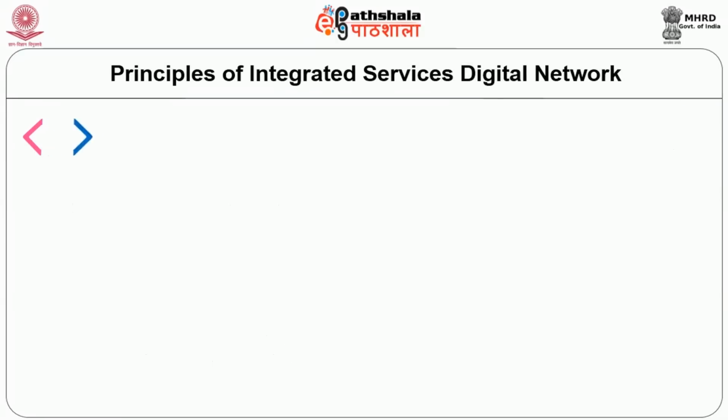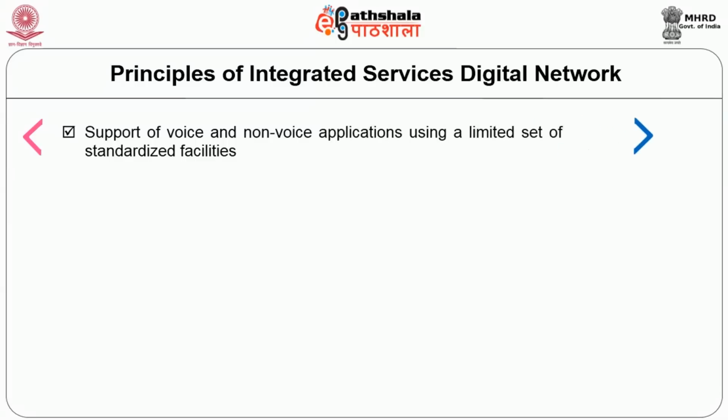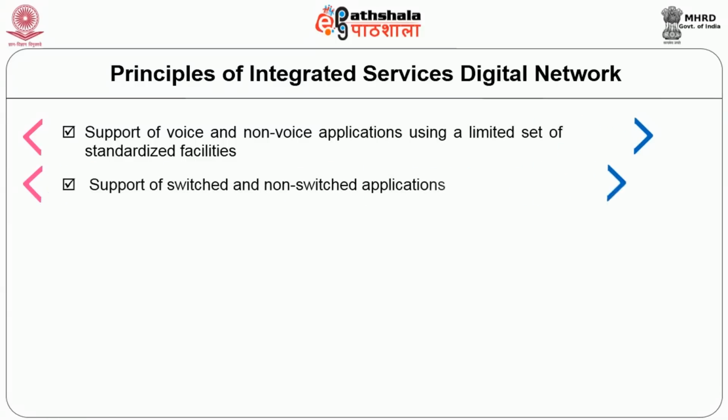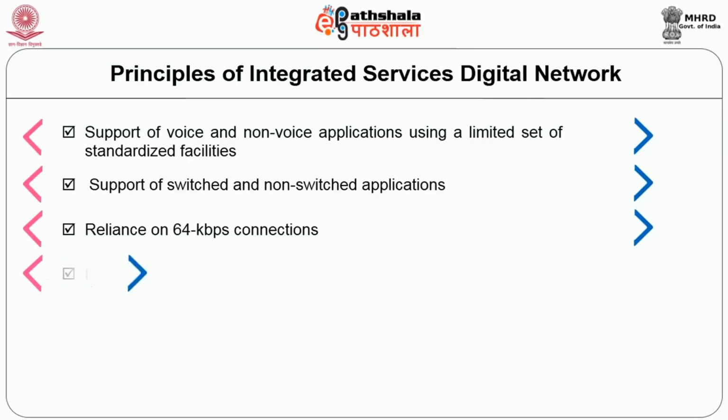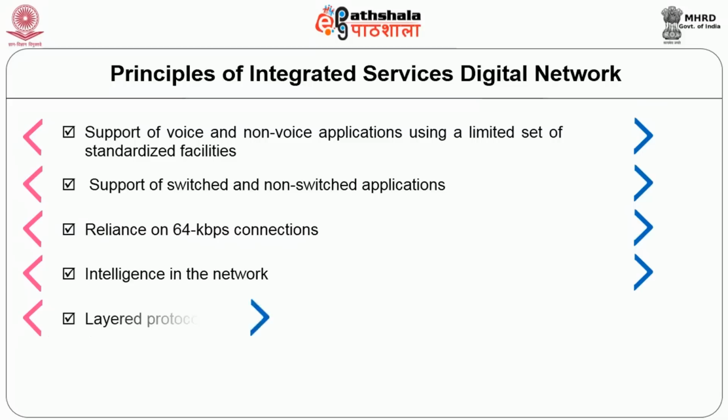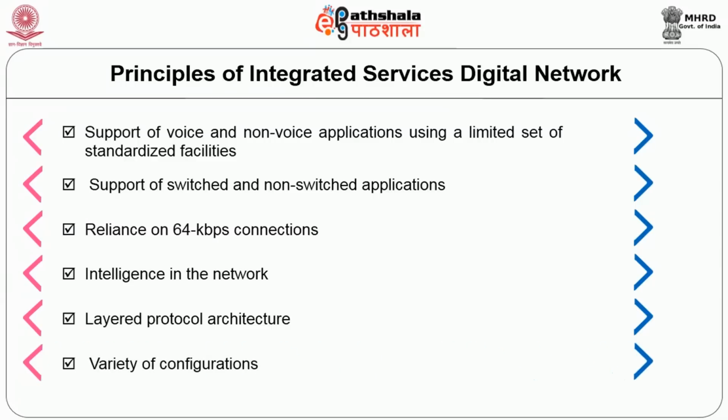The principle of ISDN is to support voice and non-voice applications using a limited set of standardized facilities, and to support switched and non-switched applications, and everything relies upon a 64 kbps connection. ISDN seems to be more intelligent than other technologies, with a layered protocol architecture. We can even read ISDN similarly to the OSI layers, and there are different types of configuration available.